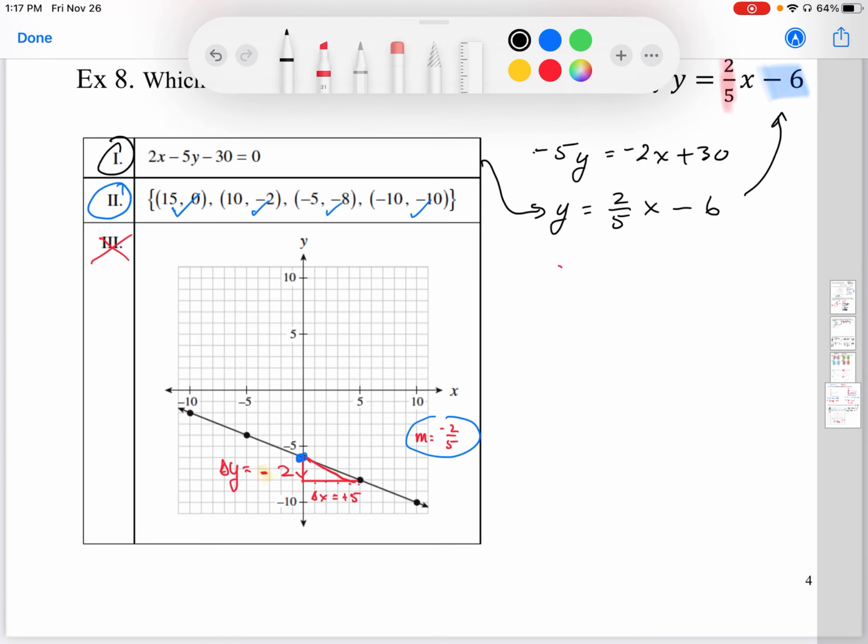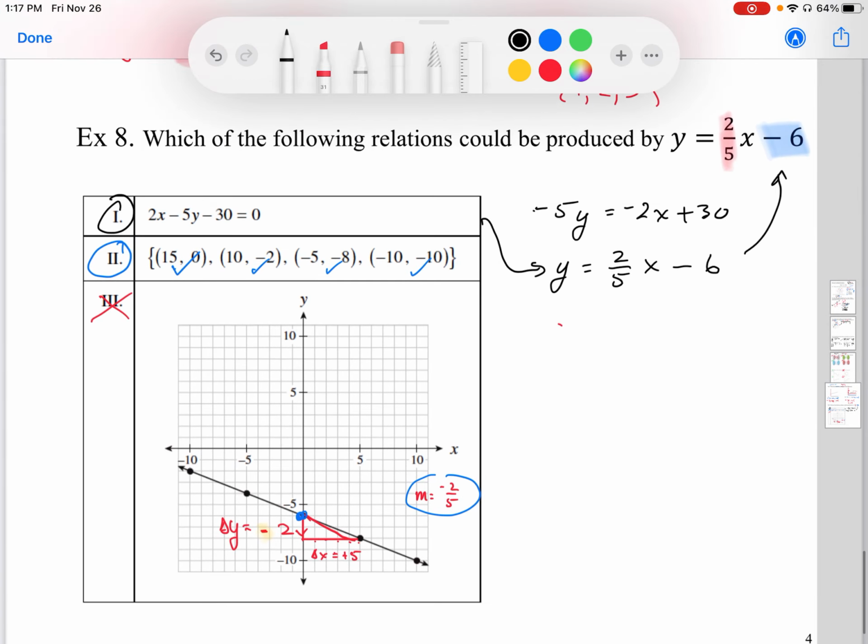So the answer to this, which of the following relations can be produced by y equals 2 over 5x minus 6? Well, 1 and 2 both work. 3 does not work because the slope does not match.